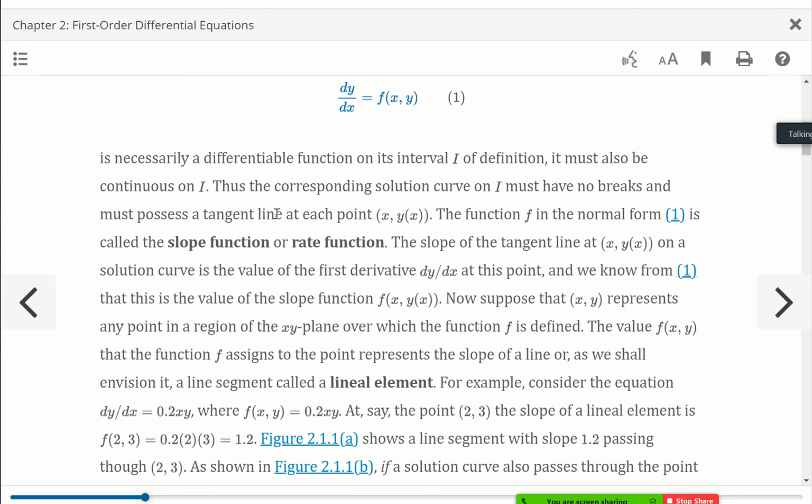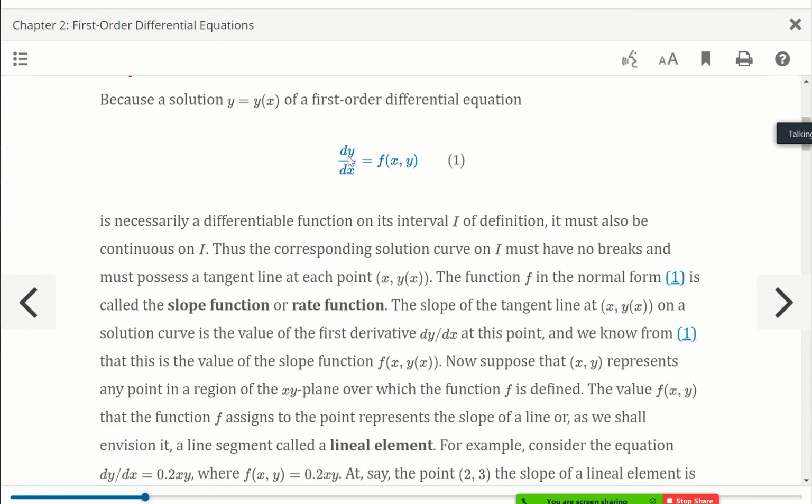Then what we're going to see is that if this derivative exists, then it's going to be differentiable on its interval I of definition. That means that it must also be continuous on I. Thus, the corresponding solution curve on I must have no breaks and must also possess a tangent line at each point (x, y(x)). This is one of the big implications from calculus: when things are differentiable, that implies that they are continuous. The function f in the normal form above is called the slope function or the rate of change of the function.